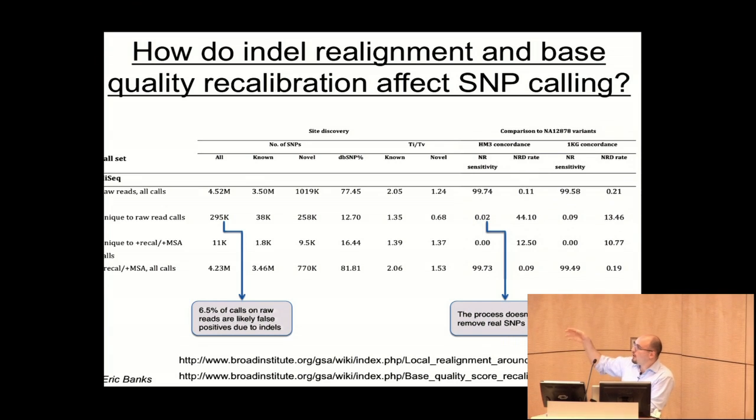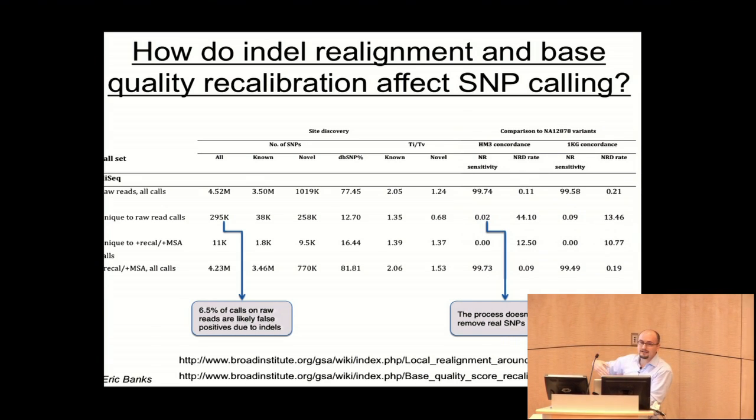If you remove the calls that are unique to the raw reads, so those that are not what we got after we recalibrated and did this multiple sequence realignment, you're really removing tons of junk. 300,000 sites get removed by this process, almost all of which are terrible. But even after doing local realignment and recalibrating all the bases, you still have a lot of obvious false positives in your novel call set. So you still need to be going in and differentiating after even the data processing. You have to have a sort of filtering step, something to remove false positives.